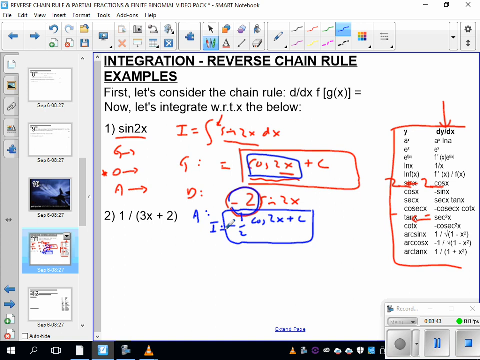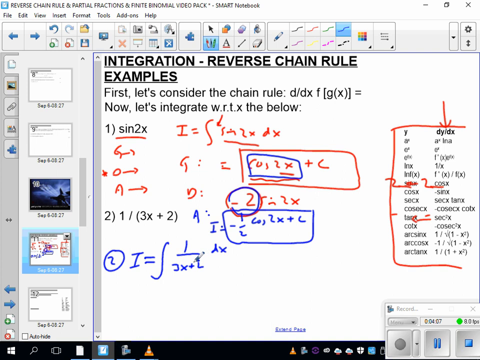And again, you can differentiate that to double check whether that's correct. If I differentiate that, cos function goes to minus sine function, so that cancels the minus. The 2 will pop out. Yes, I'm back to where I started with. Let's try number 2. This time, I've got, again, I equals the integral of 1 over 3x plus 2 dx.